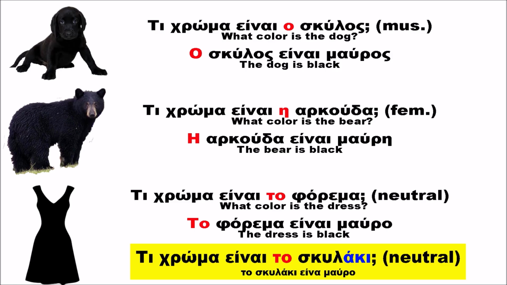Τι χρώμα είναι το φόρεμα? Neutral. What color is the dress? Το φόρεμα είναι μαύρο. The dress is black.